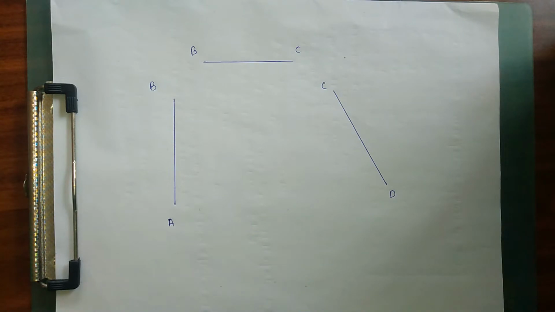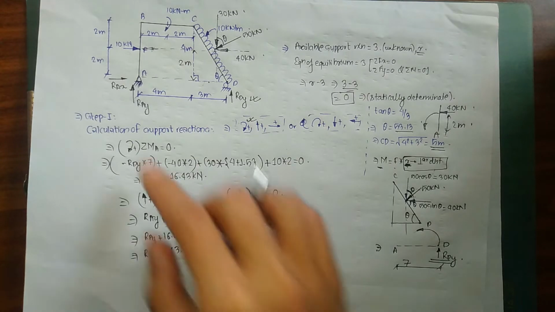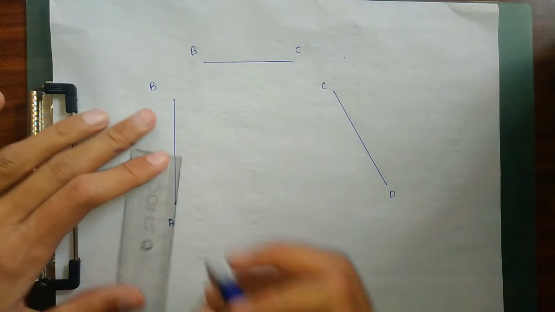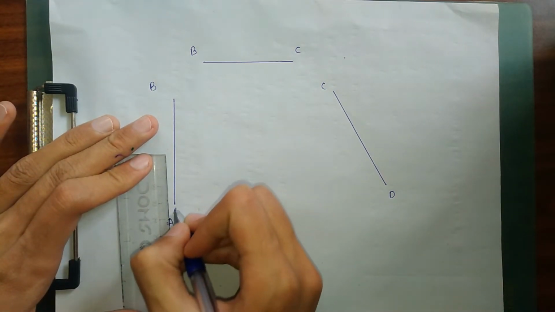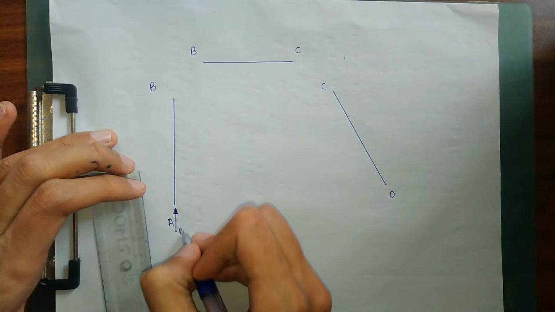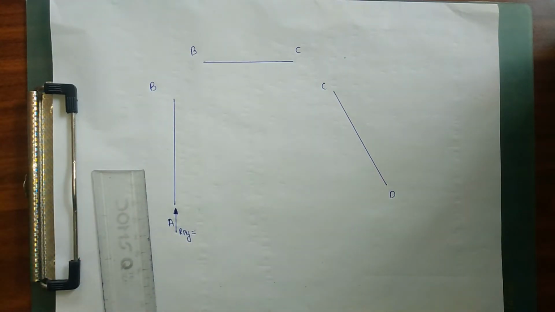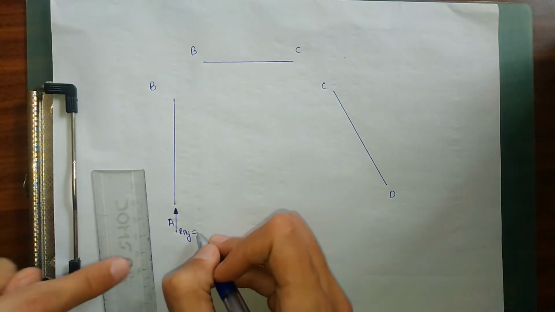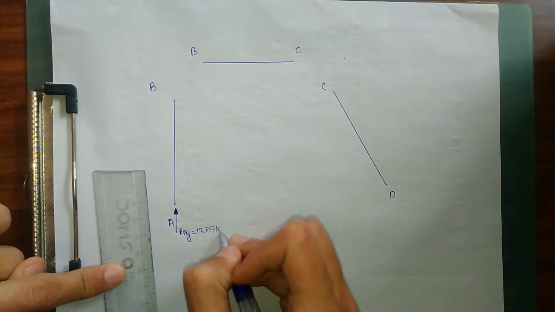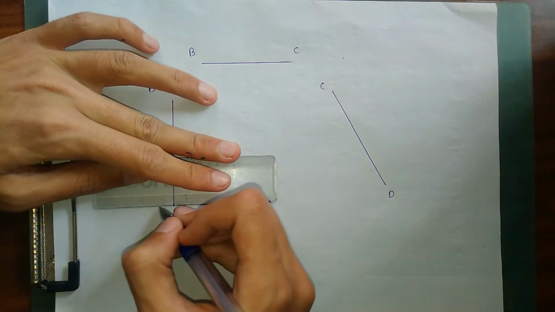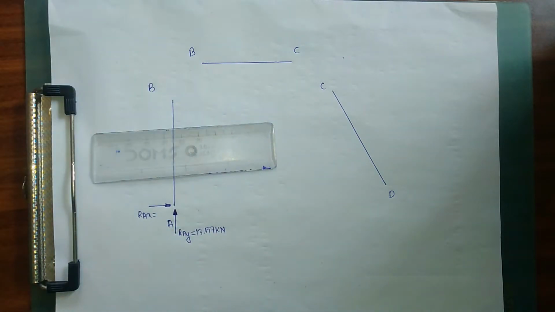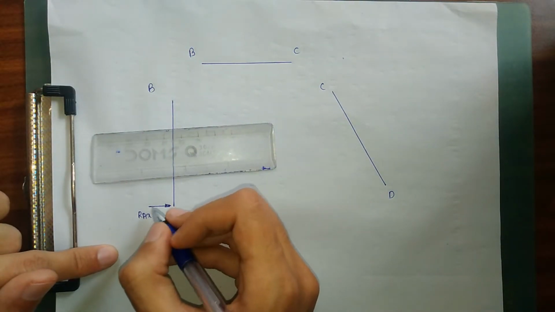So right now, as we calculated before, let me show all my forces acting. I have my RAX and RAY, so I am going to put those values. I calculated RAY to be equal to 13.57 kilonewton, so I'm going to write that down: RAY equals 13.57 kilonewton, and RAX as well. I found my RAX to be equal to 30 kilonewton.